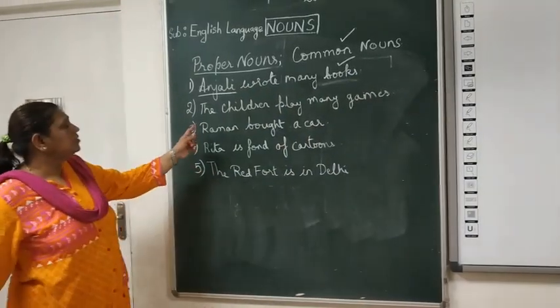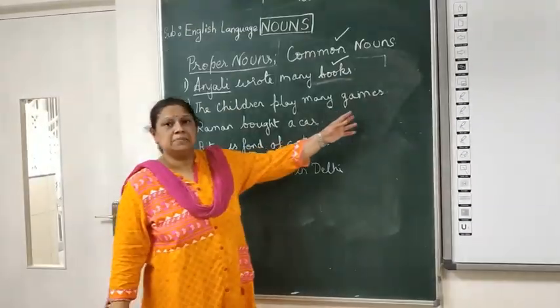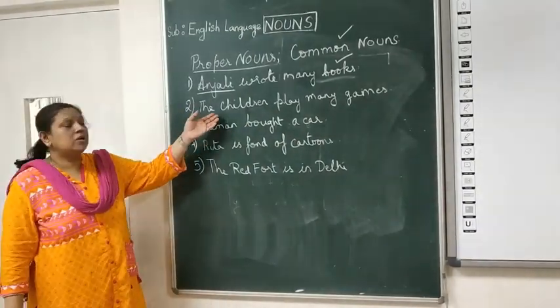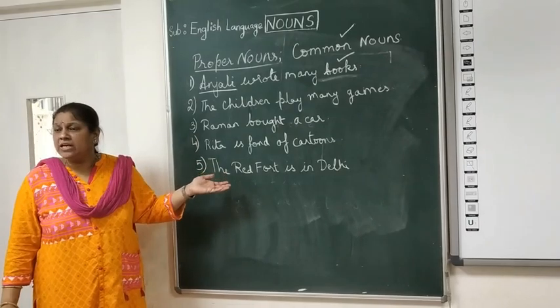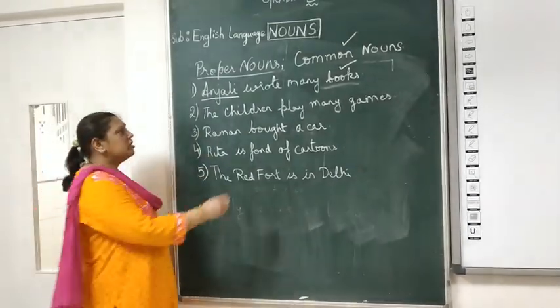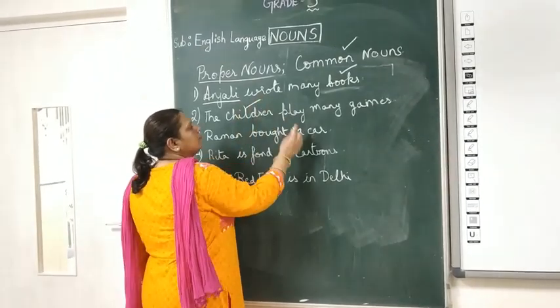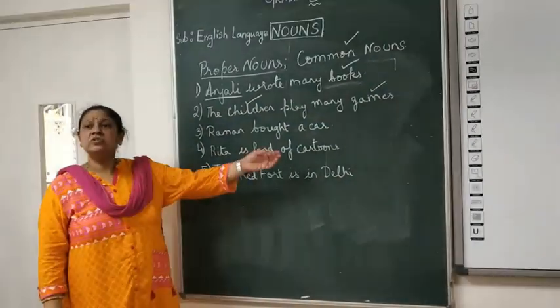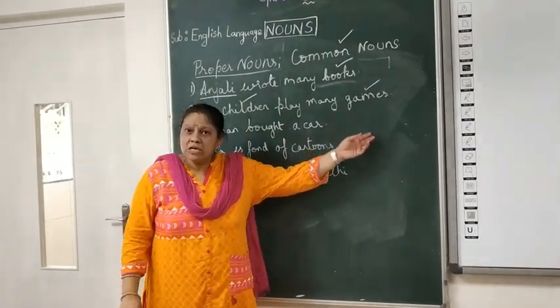Next we take, the children play many games. Here we don't have any proper noun because children can be any child. So it's not a particular person we are talking about. So here we've got both children and games as common nouns because we are not talking about any particular game.